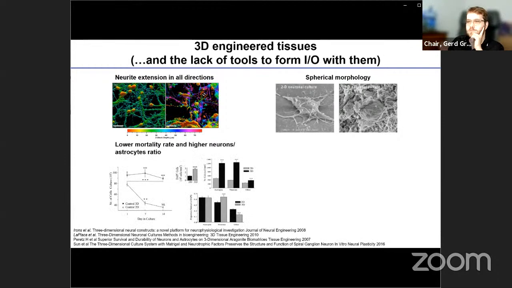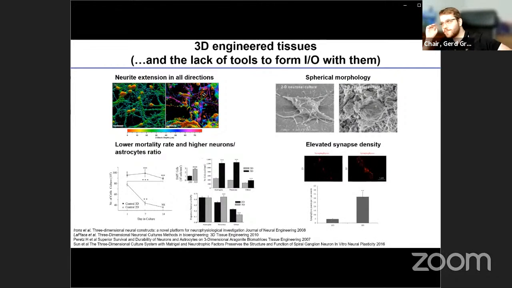The cells that are cultured in three dimensions have lower mortality and a higher neurons to astrocyte ratio. And cells that are cultured in 3 dimensions have elevated synapses formed. This is just a brain-like tissue. You will find similar results when it comes to muscle, cardiac, and different types of tissues that are cultured in 2 dimensions versus 3 dimensions. If you're interested in more information, feel free to contact me and I will refer you to the relevant papers.